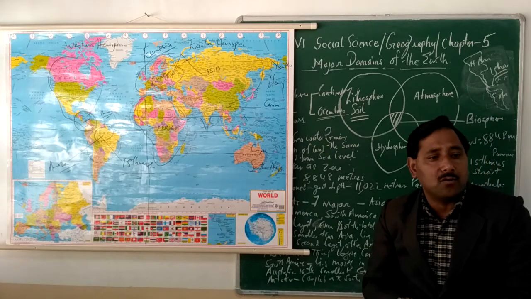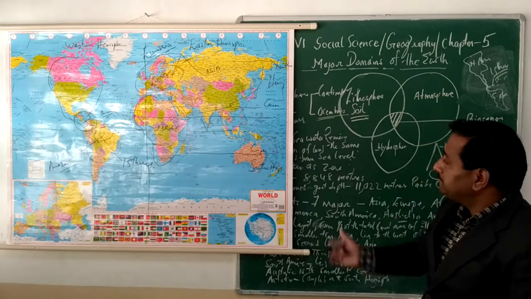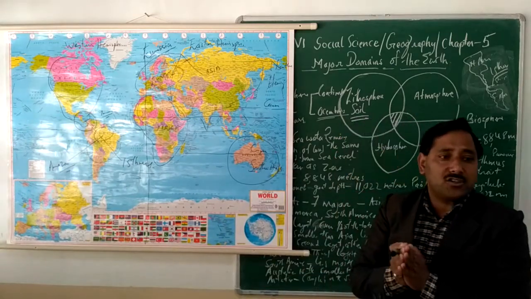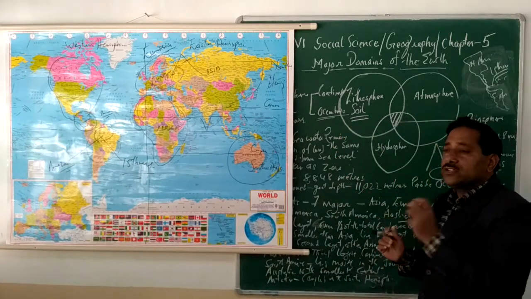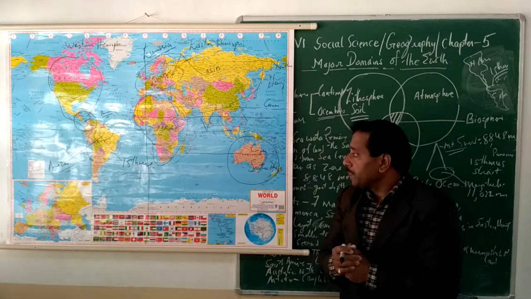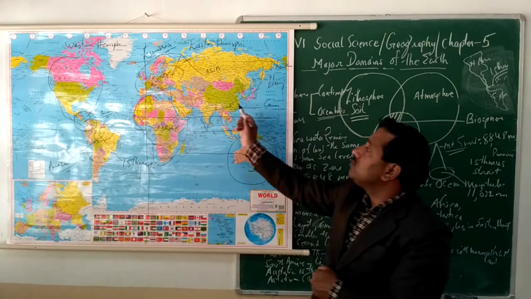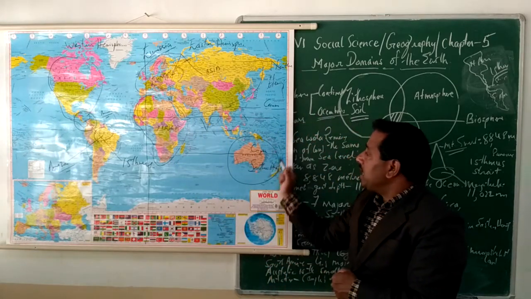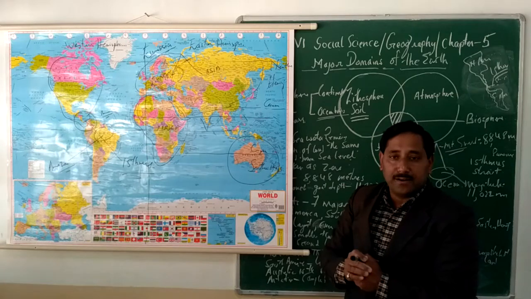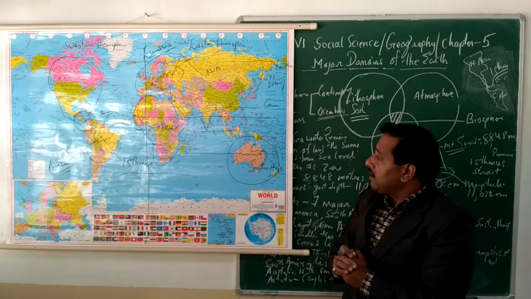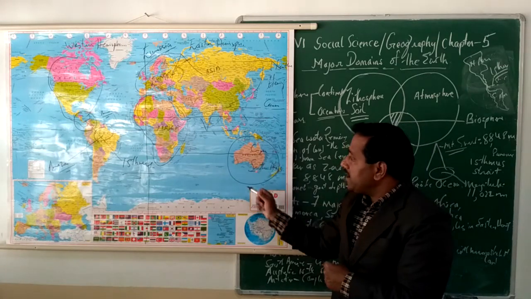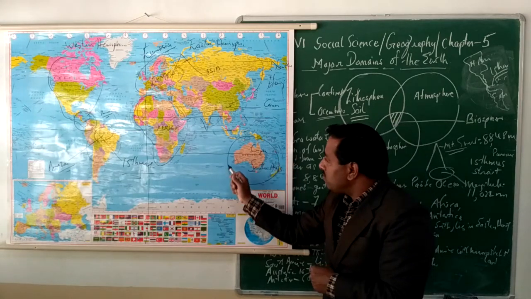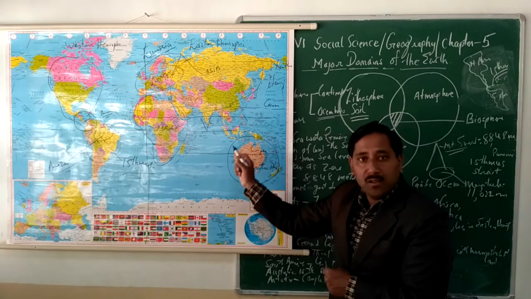Now let us discuss Australia. This is your Australia. Now Australia is the smallest continent. You look and try to match it with the other continents of the world. Australia is your smallest continent. And try to find out the other important things about this continent. It is bounded by water bodies from all sides.